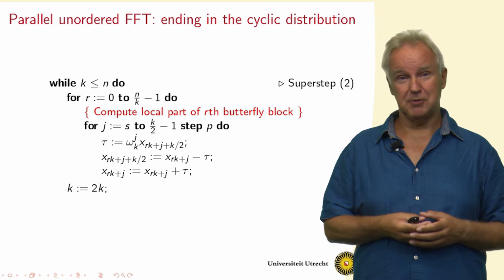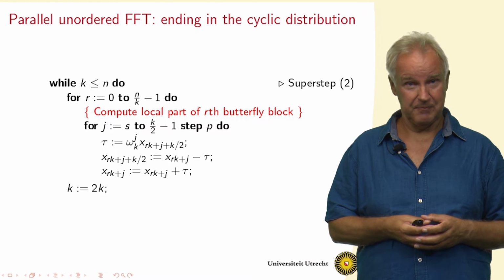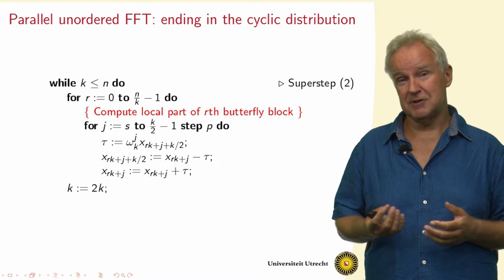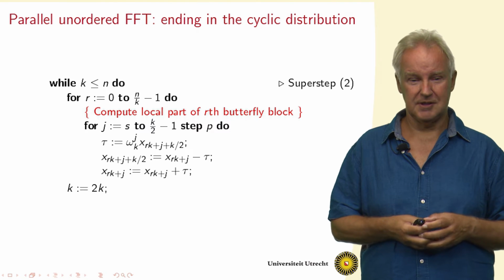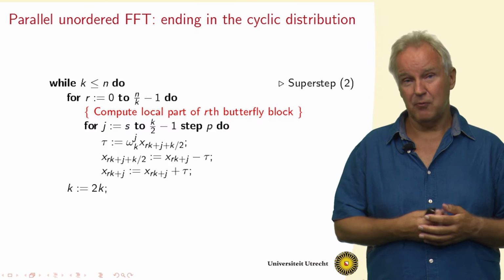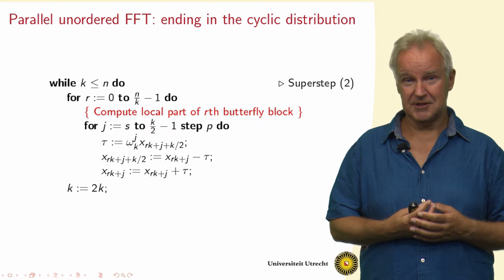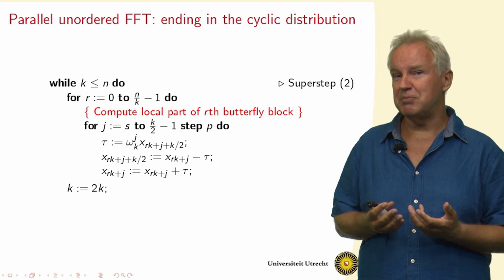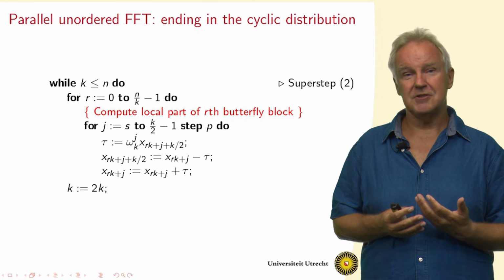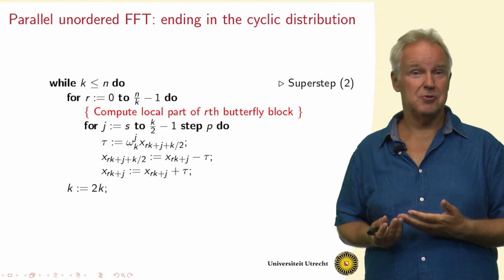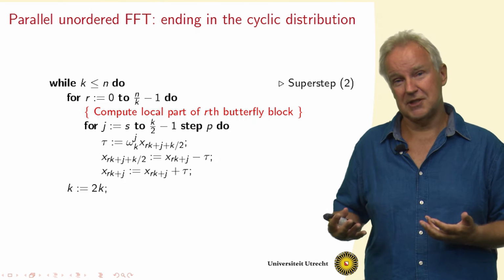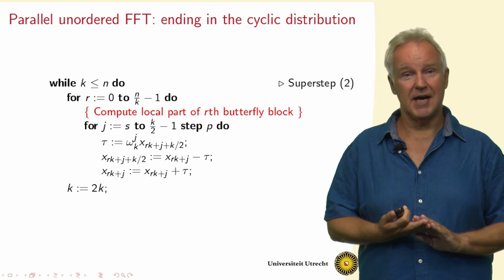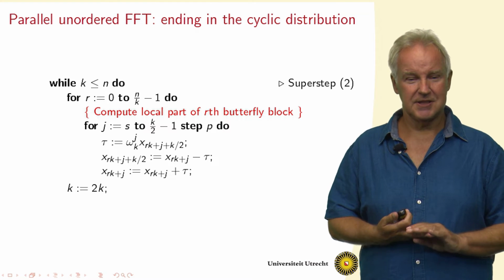Then after the redistribution to the cyclic distribution, we perform more butterflies up to k equals n. So that's what the while loop tells you. And we perform n over k butterflies. And in this case, every processor does part of a butterfly. It doesn't do a complete butterfly. It does the part that belongs to its own cyclic distribution, its own data.